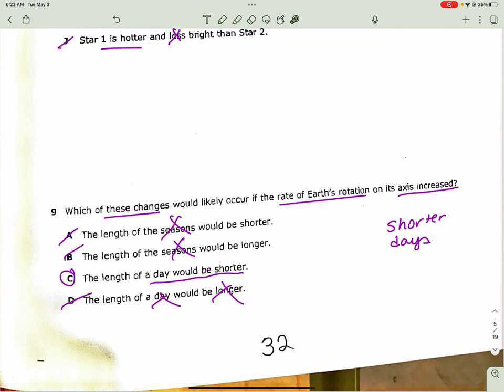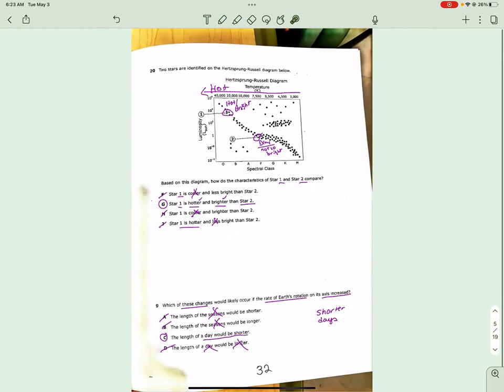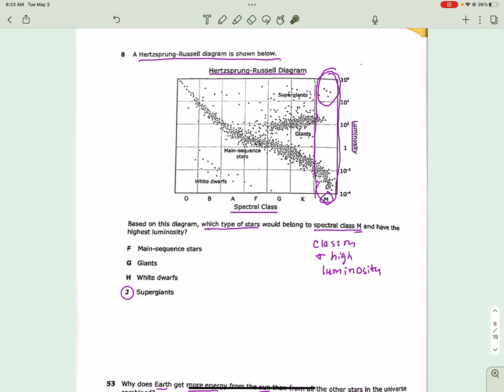We X that out. The length of the day would be shorter, kind of like the distance that you would take to travel would be shorter. Letter D, the length of the day would be longer. Nope, that's not going to happen if the rotation moves a little bit quicker. Let's go to the next one.